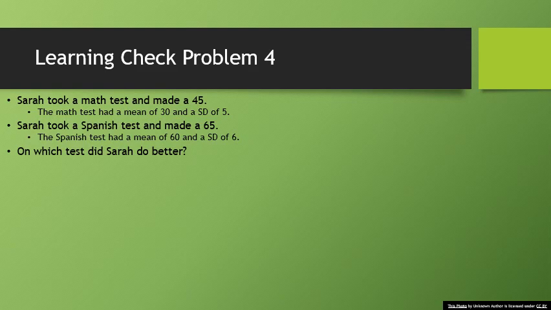Learning check problem 4. Sarah took a math test and made a 45. The math test had a mean of 30 and a standard deviation of 5. Then she took a Spanish test and made a 65, but the Spanish test had a mean of 60 and a standard deviation of 6. On which test did Sarah do better?